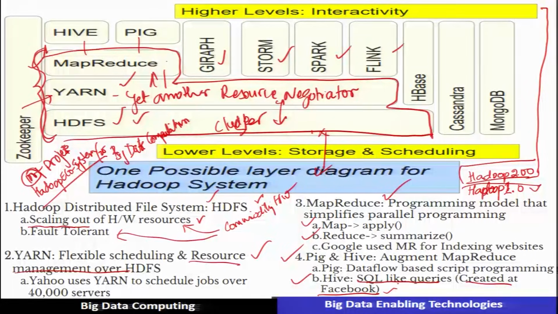Now Facebook also uses another tool which is called Pig, which is scripting-based, or a data flow based script programming, that runs over MapReduce. So both of these, Pig and Hive, will augment MapReduce. The complex programming of MapReduce can be simplified by using these tools, Pig and Hive.